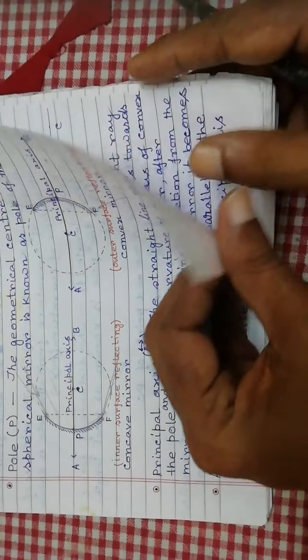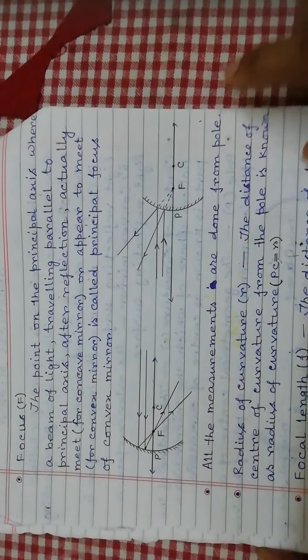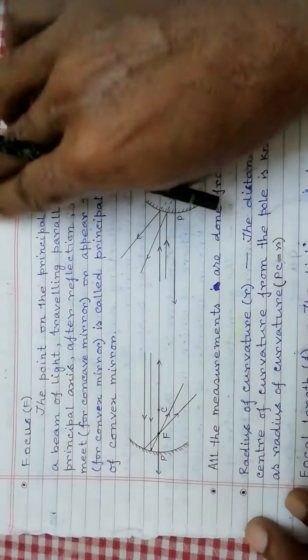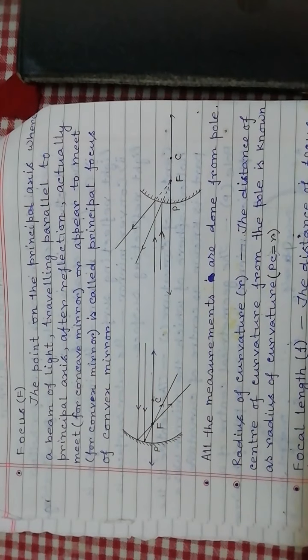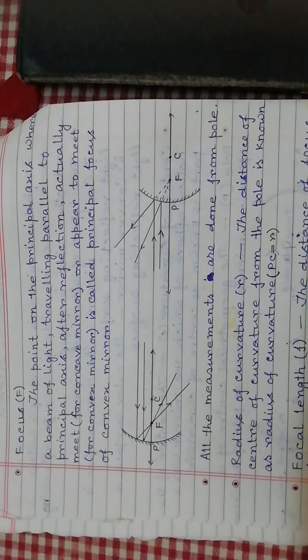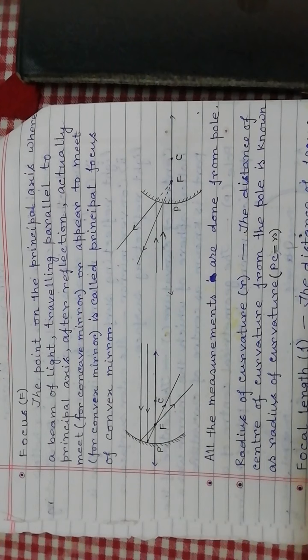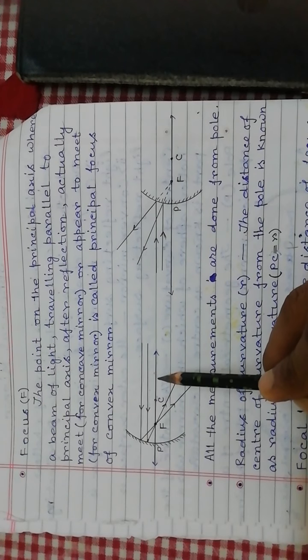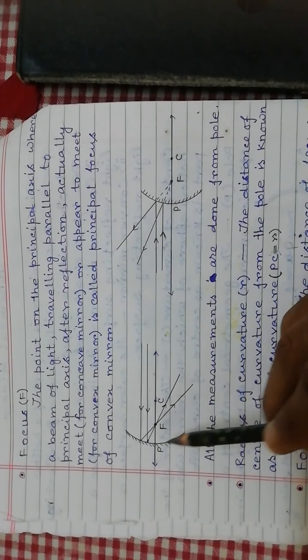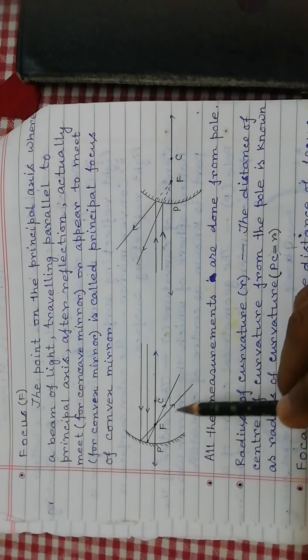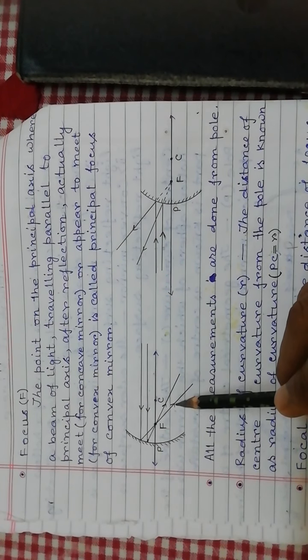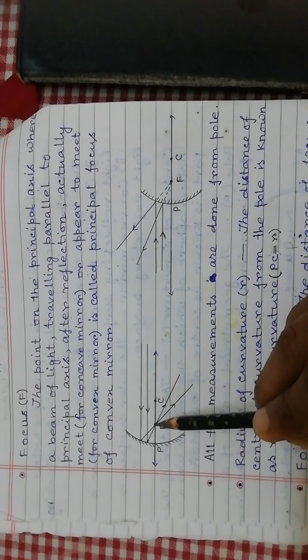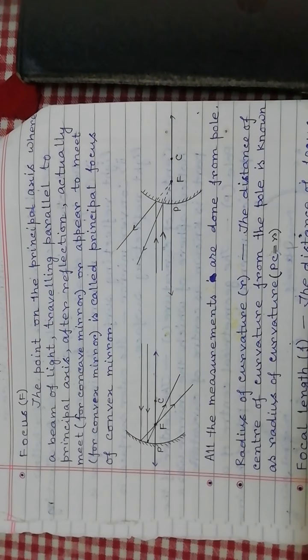Now another point, the focus of the mirror, convex or concave. Take a parallel beam of light which is also parallel to the principal axis. When it strikes the concave mirror, after reflection these are the reflected rays. These reflected rays meet at a point on the principal axis. This point is known as the focus of the concave mirror.